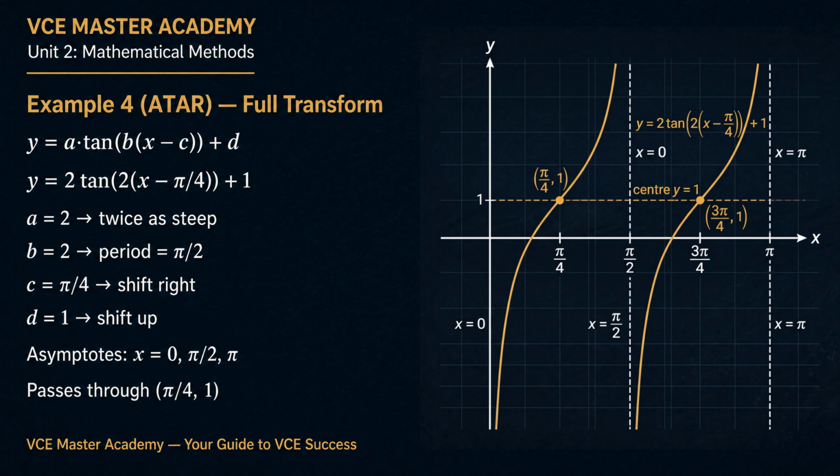The asymptotes land at x equals 0, pi over 2, and pi. And the curve passes through the point pi over 4, 1. There it is on the right, every dial doing its job.